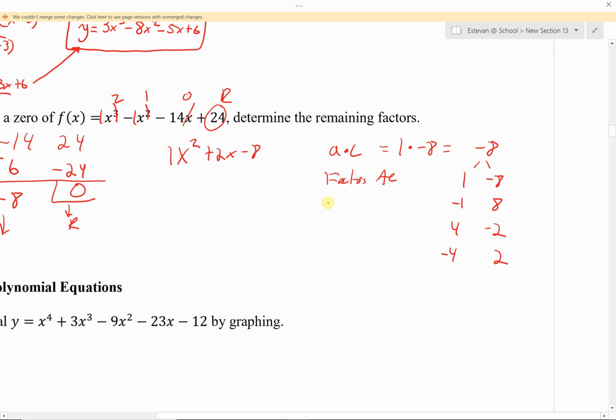Then I need to figure out my factors. I need them to sum to my B term. My B is 2. Remember, it's A, B, C. So which one here adds to 2? Well, this one right here makes it 2. 4 plus negative 2, that will give me 2. So I'm going to, just for space, erase all the ones I'm not going to use and just use the 4 plus negative 2. Move it along.